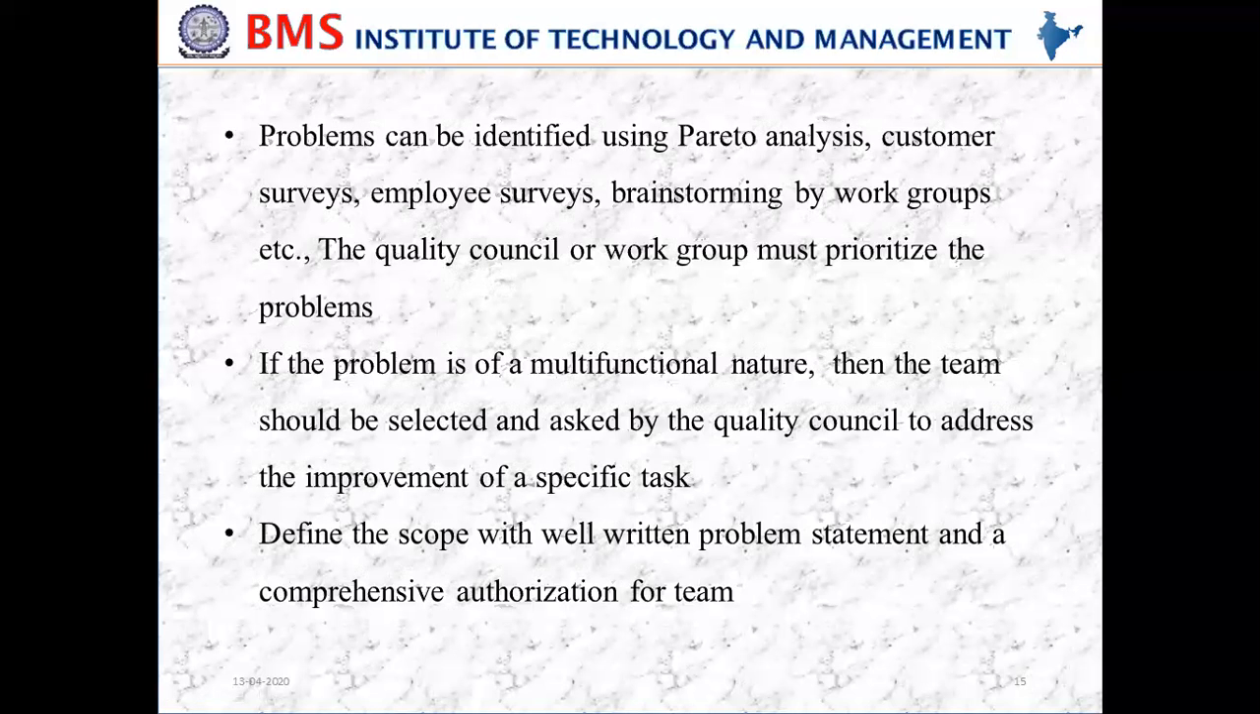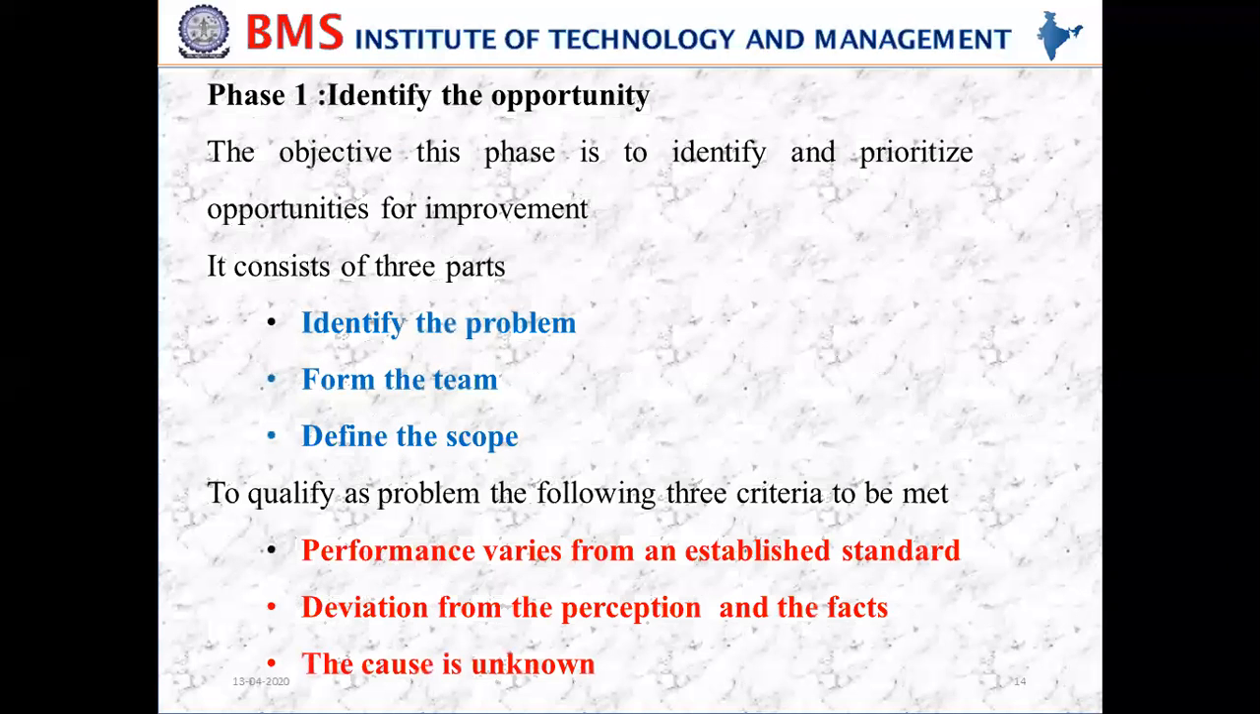So how can these problems be identified? Once you know that this is a problem, because first, as I told you, there are three parts. In phase one, identifying the opportunities for improvement. In those three parts, we are discussing identify the problem, form the team, define the scope. So identification of the problem, first of all, you should know what is called a problem.